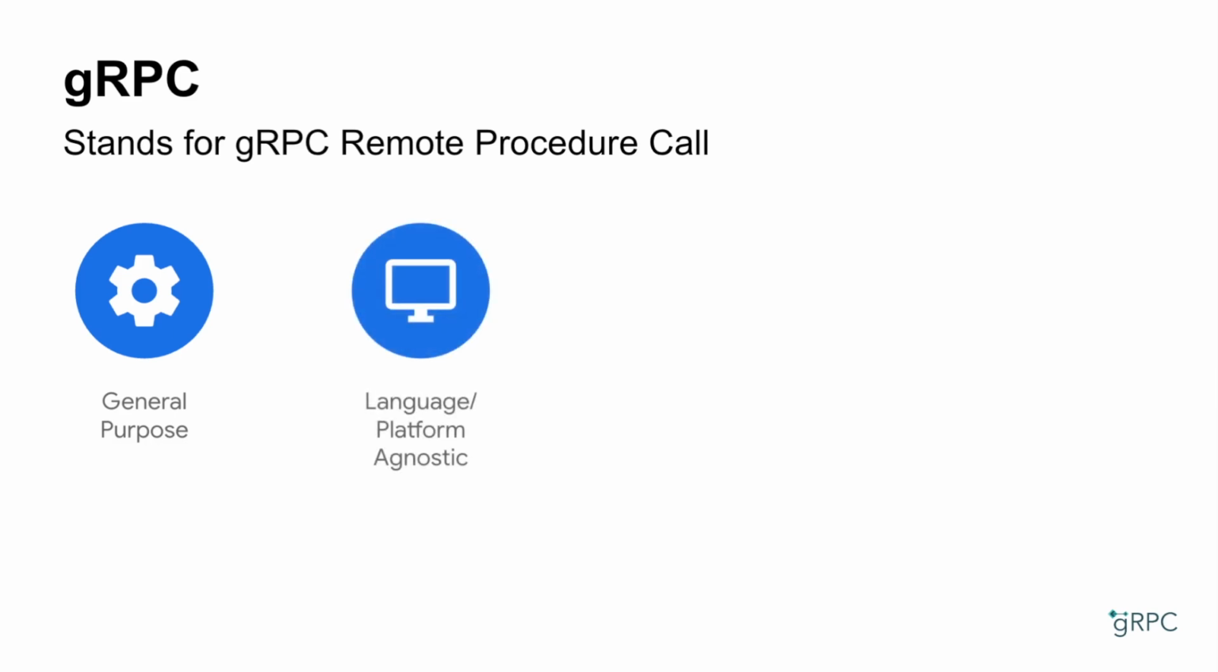gRPC is language agnostic. This is the core essence of gRPC. We support C, C++, Go, Java, Python, Node, to name a few. gRPC is open source software and has been accepted to the Cloud Native Computing Foundation since 2017.